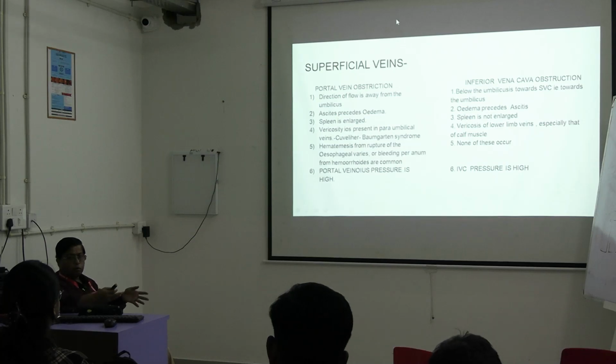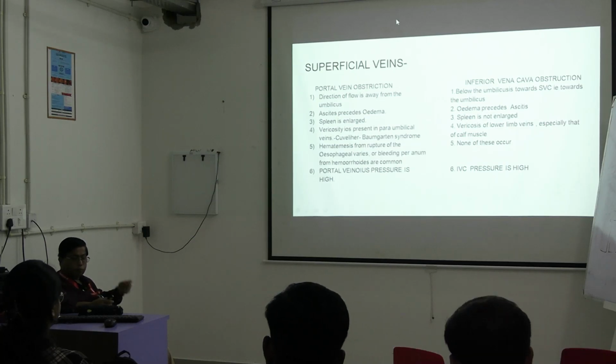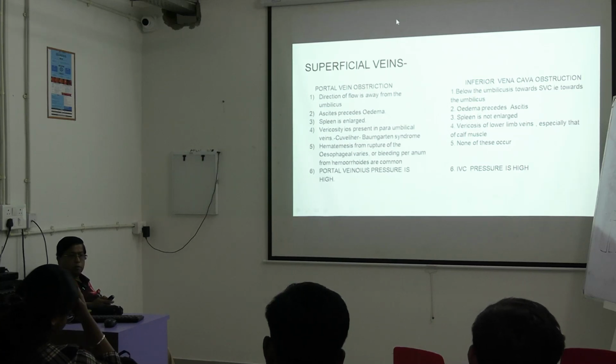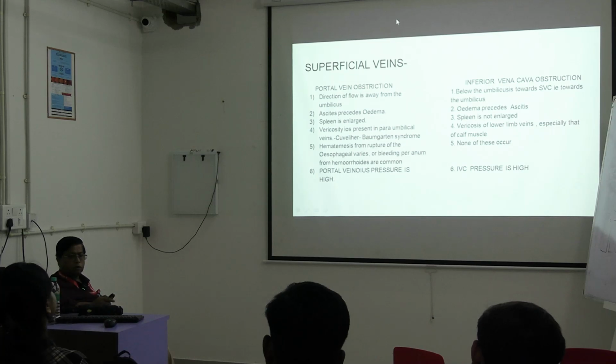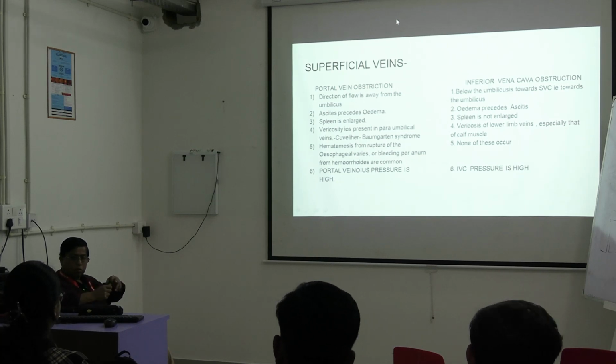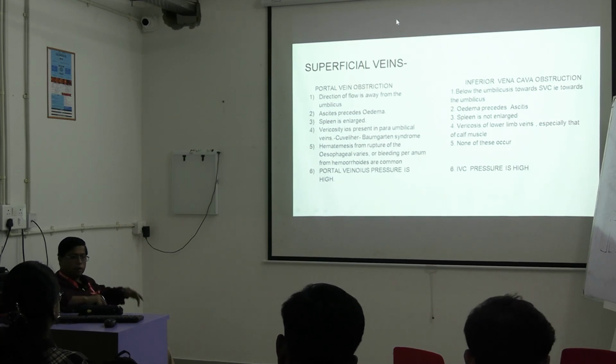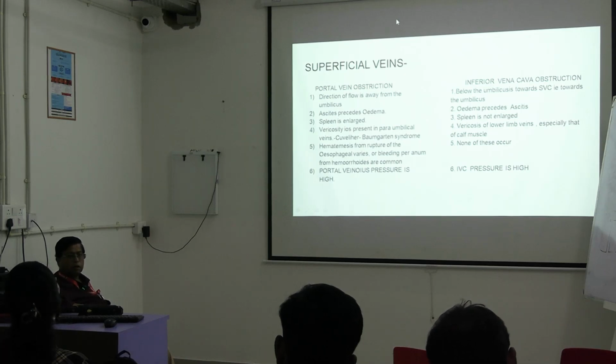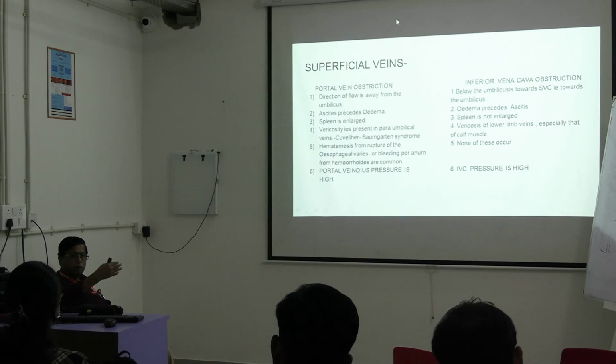One is portal hypertension, the other is inferior vena cava obstruction. So clinically you will have to detect it. The pathology is very clear. In portal hypertension, all veins will move away from the umbilicus, be it above the umbilicus or below. If you examine the filling of the veins, you will see the blood is running away from the umbilicus. Above, it is away from the umbilicus towards the head, and below, it is away from the umbilicus towards the leg.